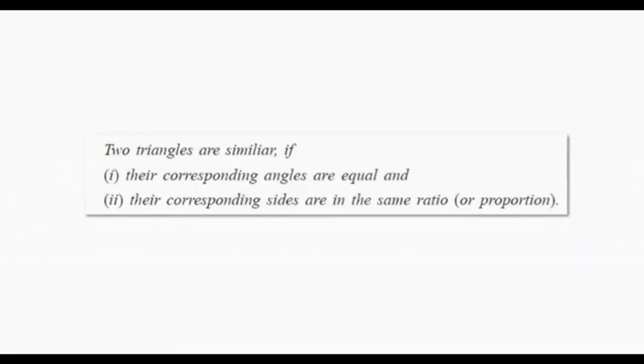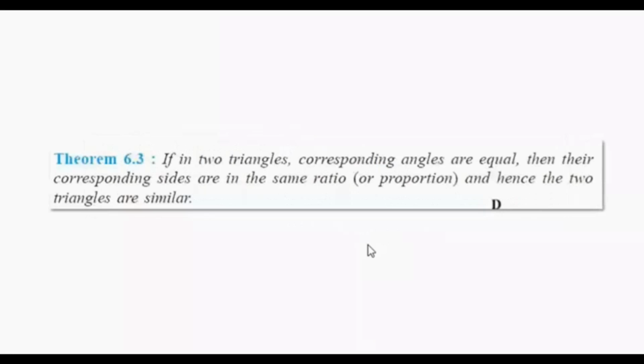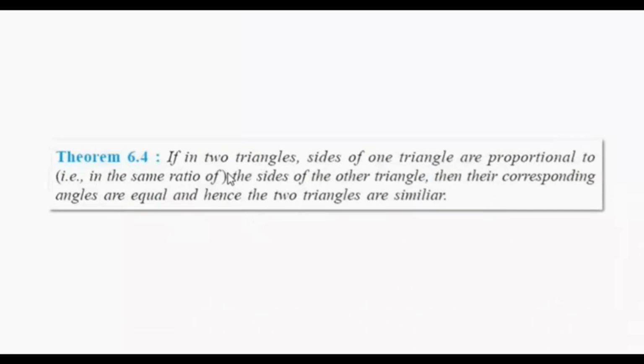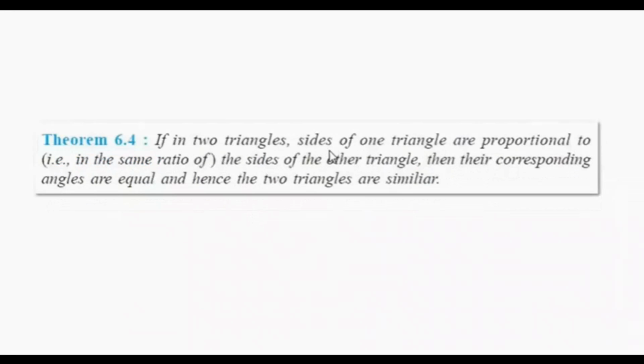Okay, so this was the definition. Two triangles are similar if their corresponding angles are equal and their corresponding sides are in the same ratio. The first criterion for triangles to be similar was if in two triangles corresponding angles are equal, then their corresponding sides are in the same ratio, and hence the two triangles will be similar. The second criterion was if the sides of two triangles are in the same proportion, then their corresponding angles will be equal, and hence the triangles will be similar.